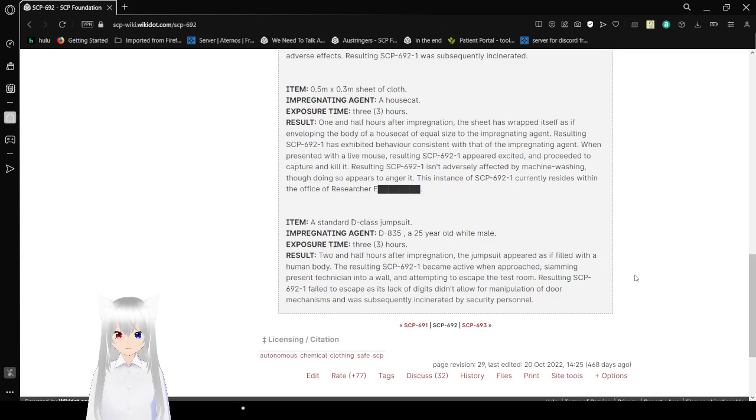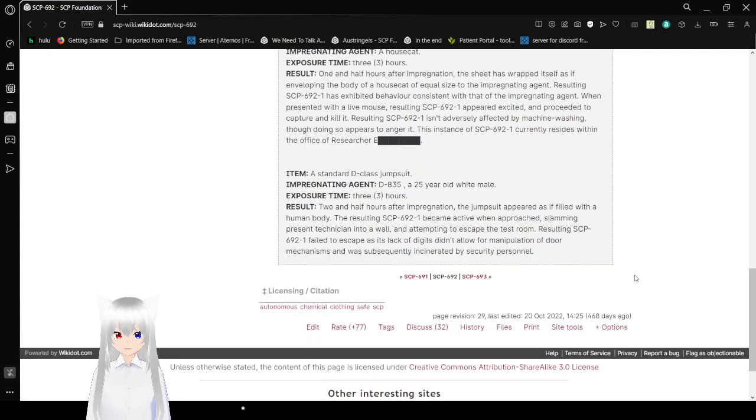Resulting SCP-692-1 has exhibited behavior consistent with that of the imprinting agent. When presented with a live mouse, resulting SCP-692-1 appeared excited and proceeded to capture and kill it. Resulting SCP-692-1 isn't adversely affected by machine washing, though doing so appears to anger it. This instance of SCP-692-1 currently resides within the Office of Researcher Redacted.